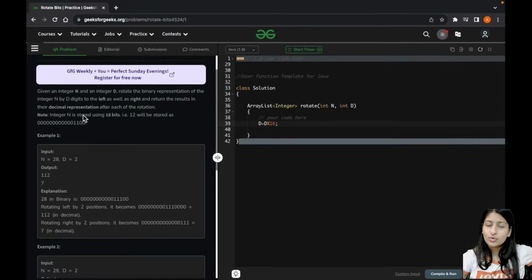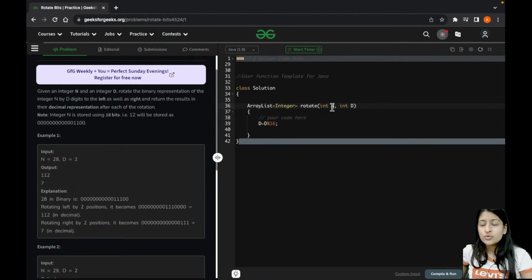because your question clearly says that N is stored using 16 bits, so any number that we are taking will be taken as 16 bits. It is expected that you also return a number whose binary representation has 16 bits of digits, right? So if D exceeds 16, that means it is asking you to rotate 17 times. Rotating by 17 means you are actually rotating that number by one time only. That is why we have done D remainder 16.